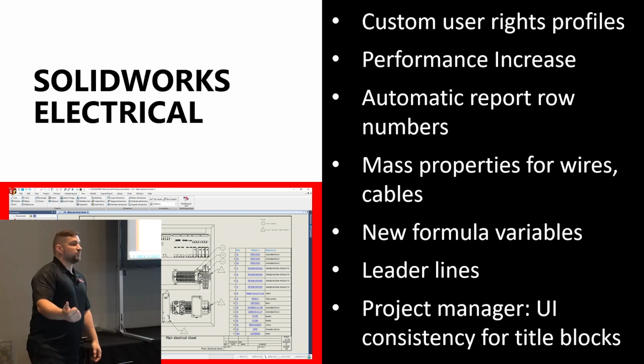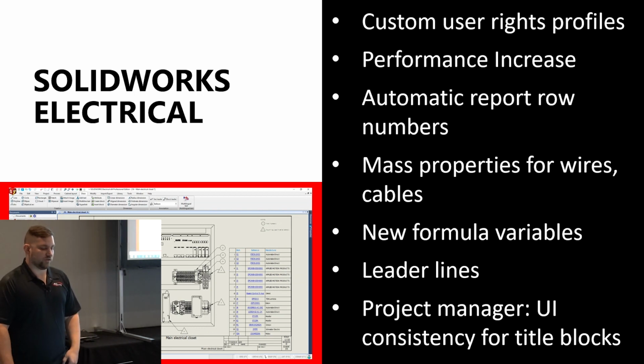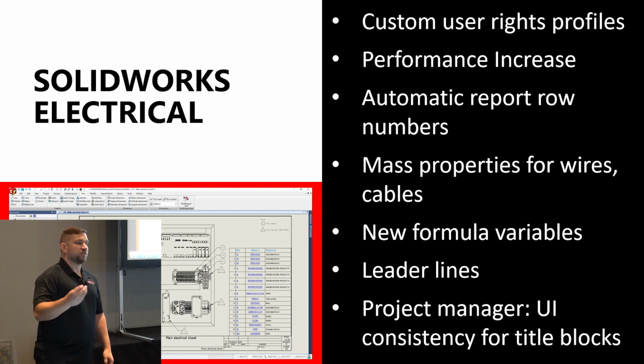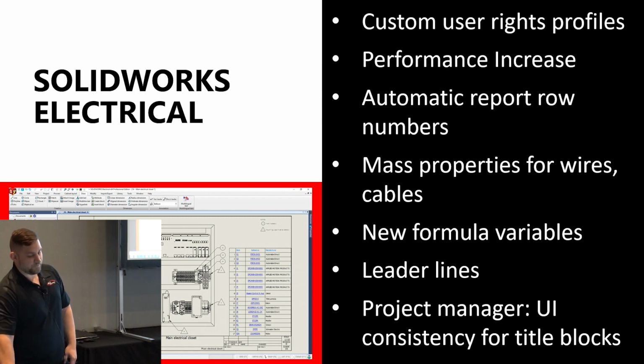One of the main ones is custom user rights. So much like PDM, you can customize the rights of all the users. One of the things that I also like is the mass properties for wires and cables. So if you have weight as a very specific thing that you want to look at, you route something in 3D and get the mass of that cable or wire.